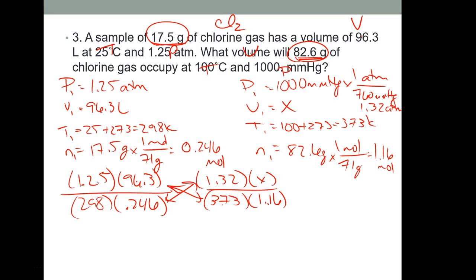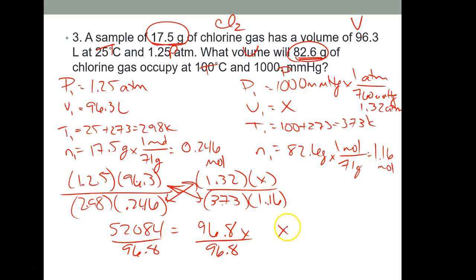A lot of math. 52,080, call it 84, equals, now I've got number times variable. So 298 times 0.246 times 1.32 times x gives me 96.8x, divide. And you get an answer of 538, okay? And in this case it must be liters.